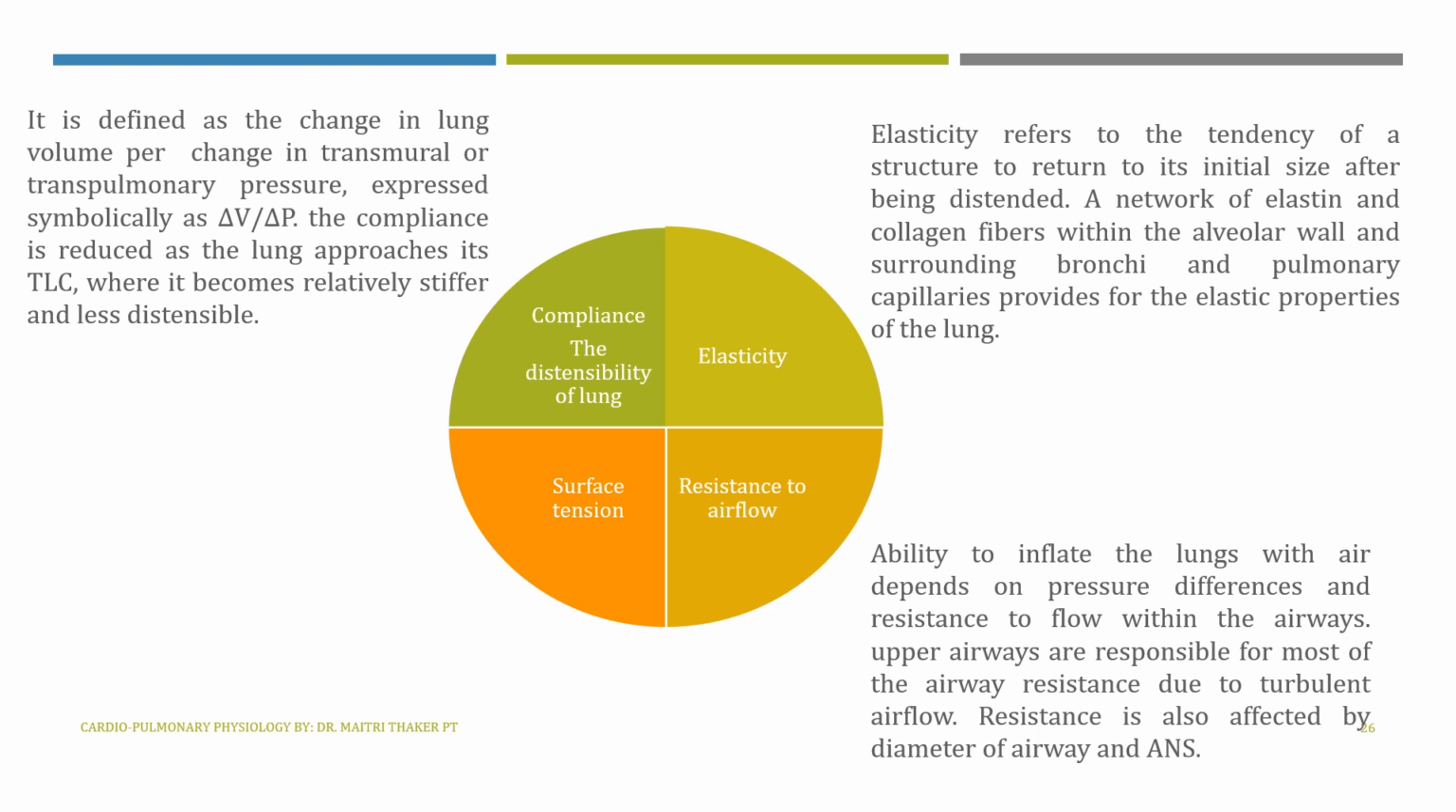Basically, our upper airways are mainly responsible for most of the airway resistance due to the turbulent airflow. Upper airways means our trachea, lobar bronchi and mainstem bronchi. They are conducting airways. In the upper airway, the airflow is turbulent type, so they offer the most amount of resistance to the airflow.